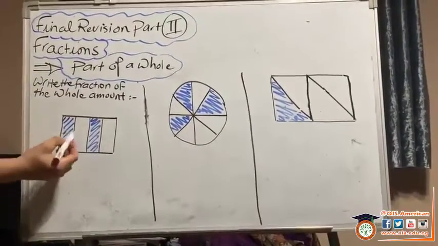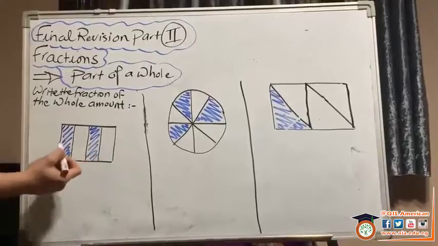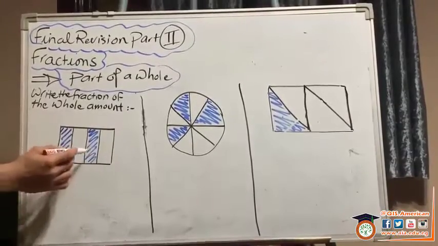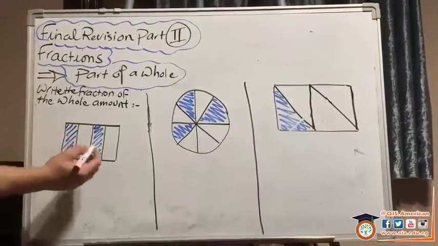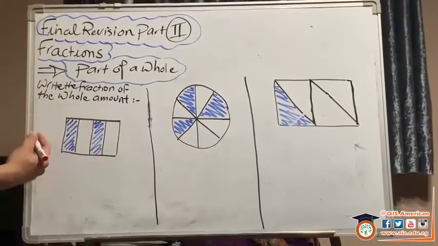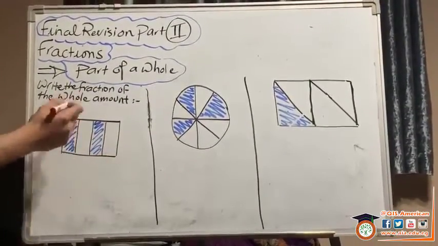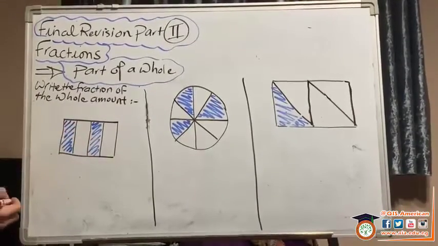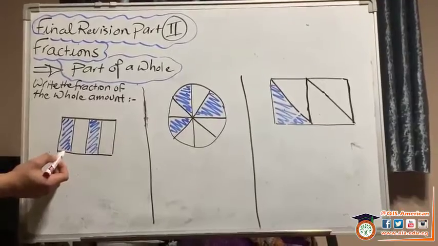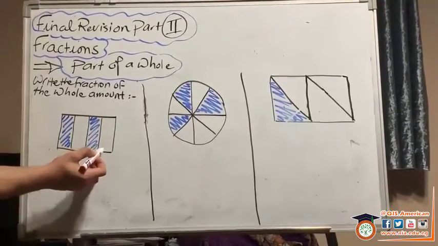Here we have a rectangle that is divided into 4 equal parts. We have 2 of these 4 parts shaded. So what is the fraction of the shaded region to the whole thing? What is the fraction of the shaded parts to the total number of parts? How many parts do we have? 1, 2, 3, and 4.